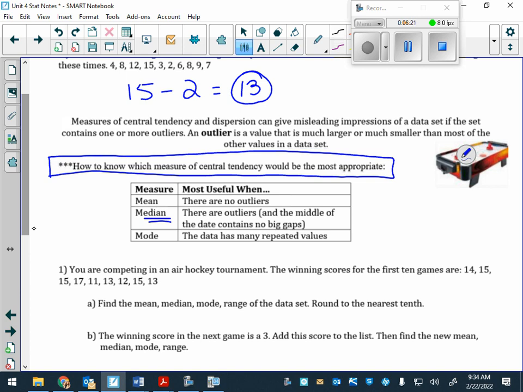The mode is how many repeated values. So the mode can be used in terms of clothing. If you're wanting to know what color shirt to order, you look at how many green shirts were sold as opposed to how many yellow.